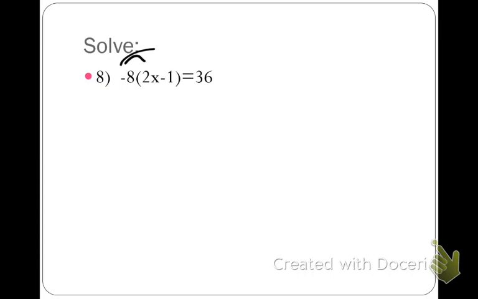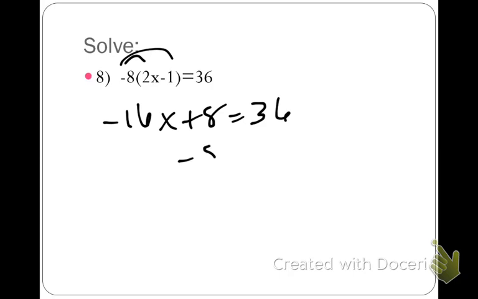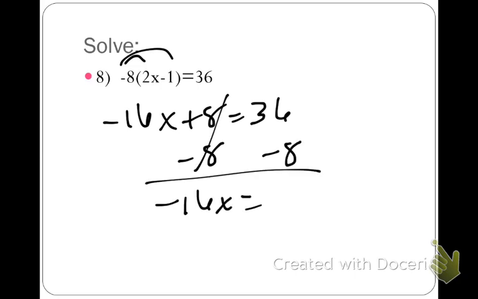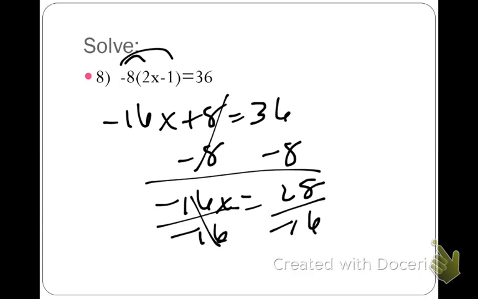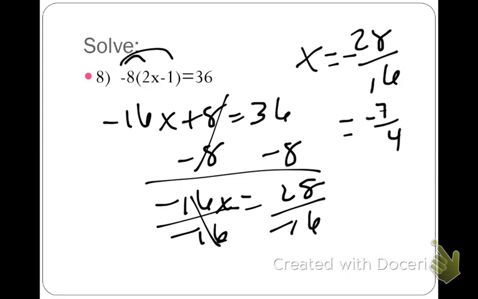Yeah. Distribute the negative 8. Negative 16x. Negative 8 times negative 1 is positive 8. Okay? And then we want to undo addition and subtraction first, trying to isolate that variable. Okay? And then leave it as a fraction and just reduce. Should be negative 7 over 4.